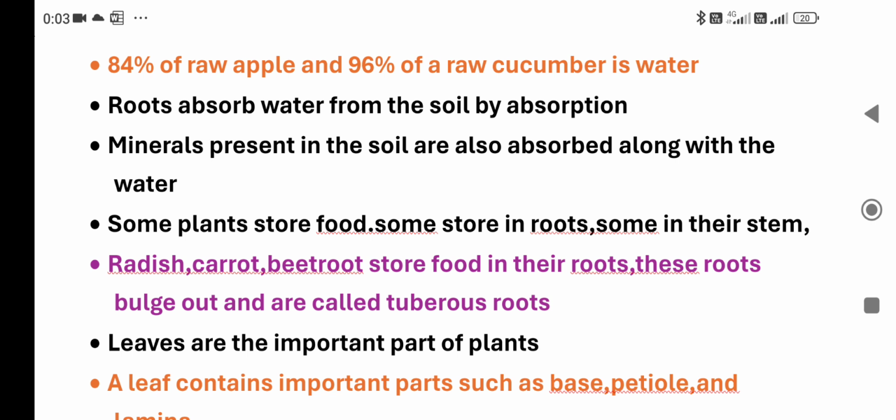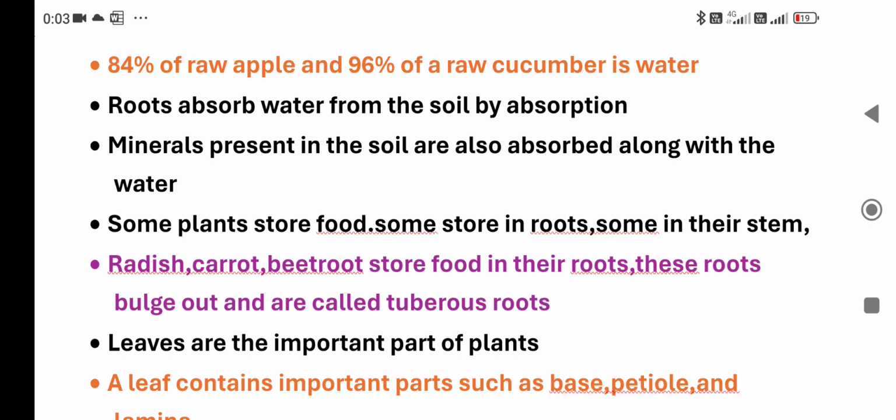Minerals are required in very minute amounts by the plant. For example, vitamins and some molecules like zinc, calcium, potassium. These are some minerals which are required for plant growth. They are required in very minute amounts. Whenever the plant gets water, these minerals are also absorbed by the plant.